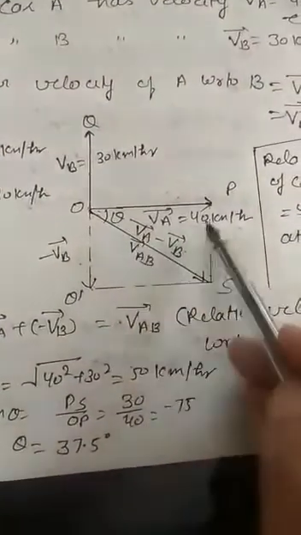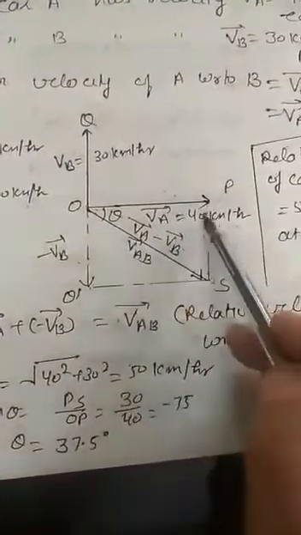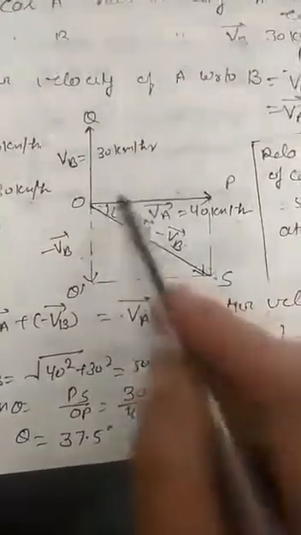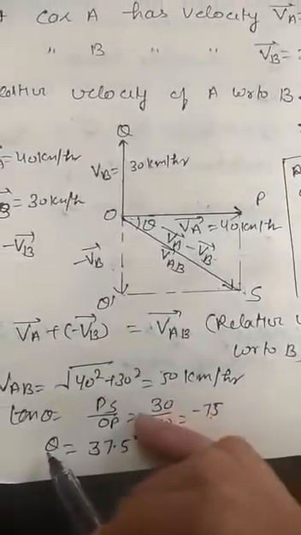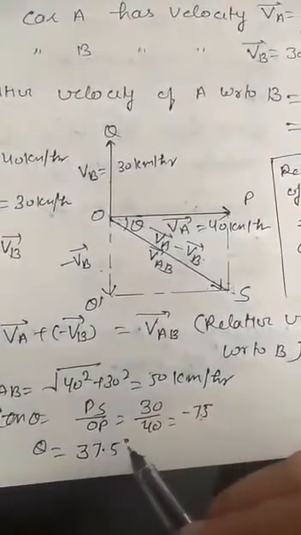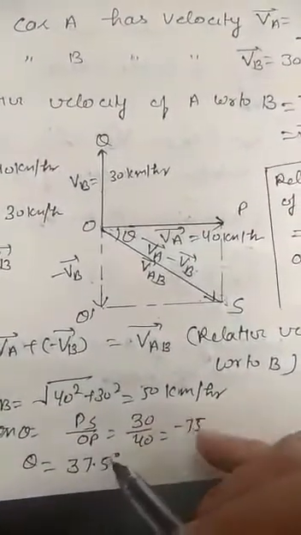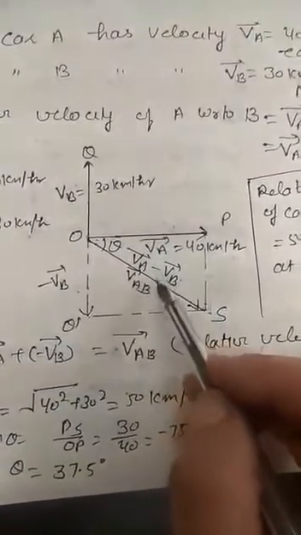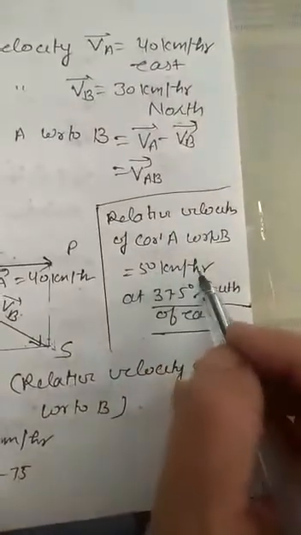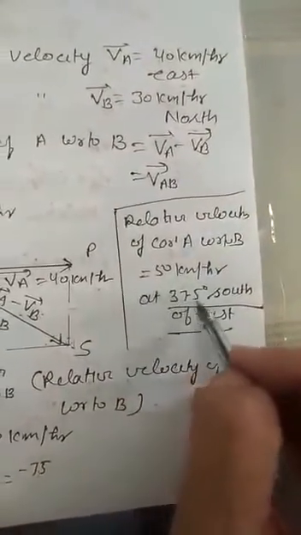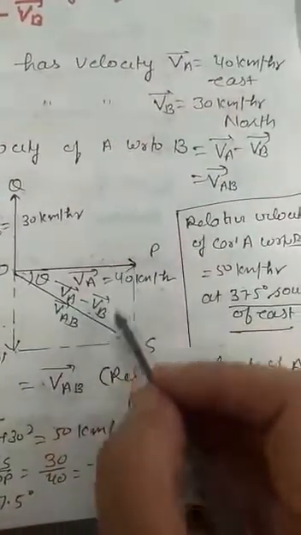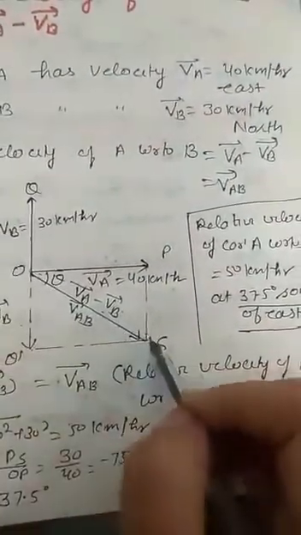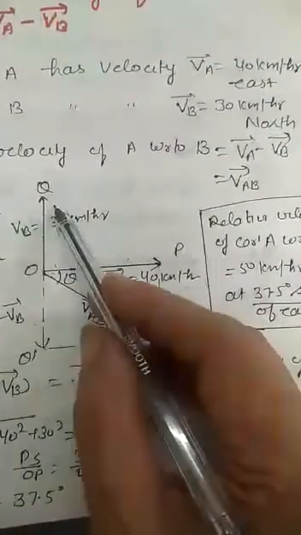So tan theta will be equal to this upon this. What is this? This is 30 and this is 40, so 0.75. By log table we can see that theta is equal to 37.5. So what is the answer? Car A will appear to be moving with 50 km per hour at 37.5 degrees south of east. From east, it will appear to move towards the south, to the persons in car B.